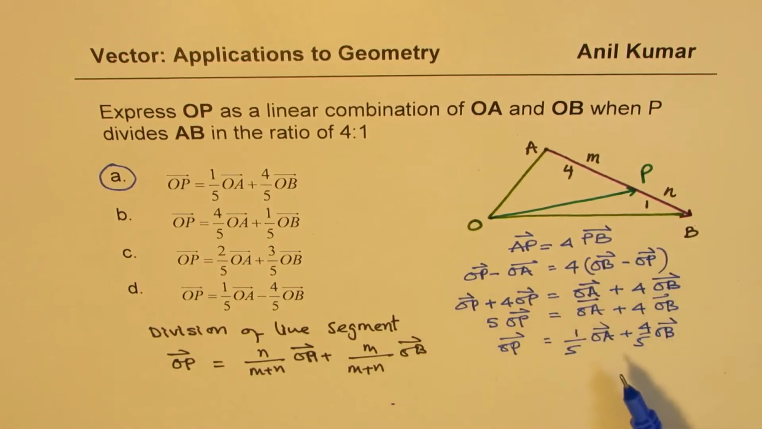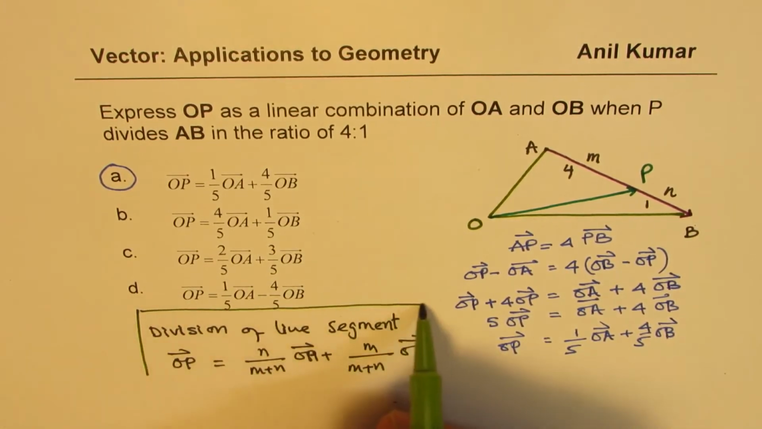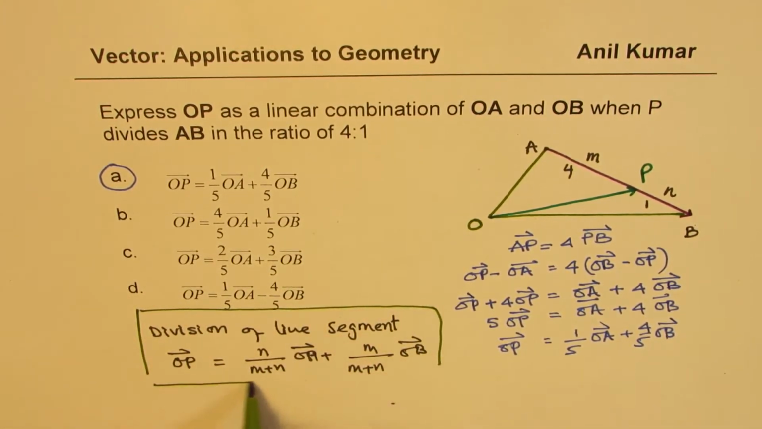So simple to prove. However, if you know the formula, it makes it much simpler. So this is a very useful formula to remember. I would like you to make a note of this, as this is also a very popular question in most of the test papers relating to vectors, right?